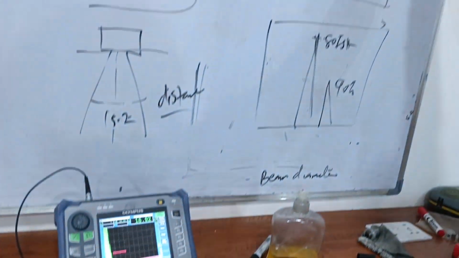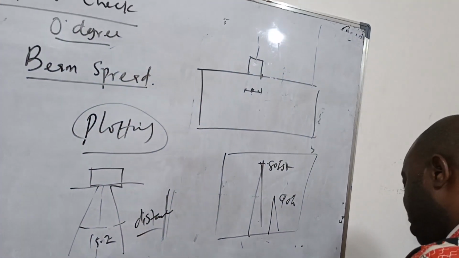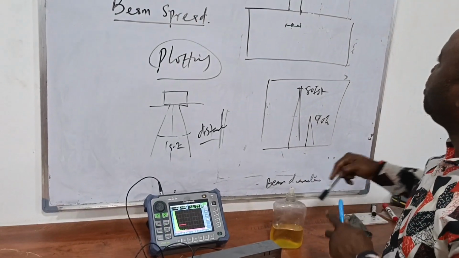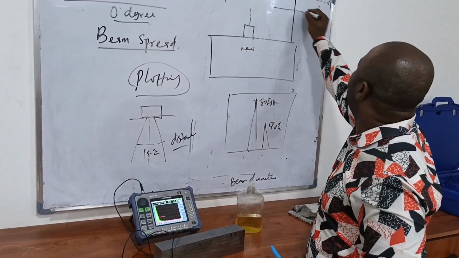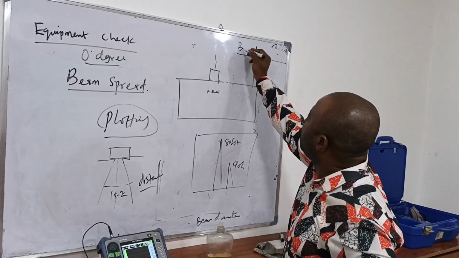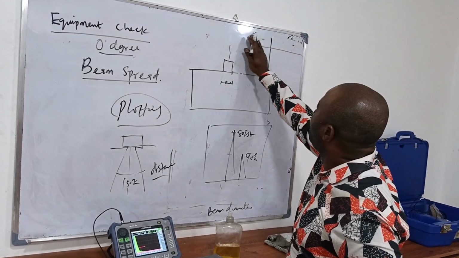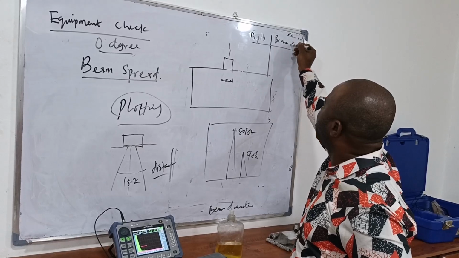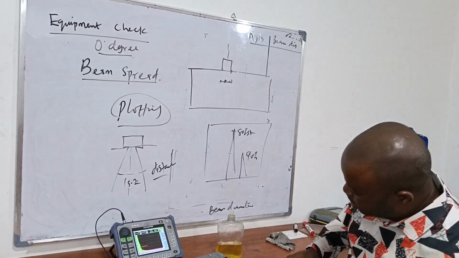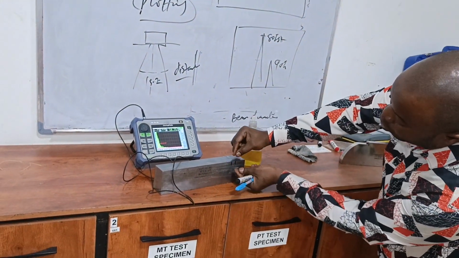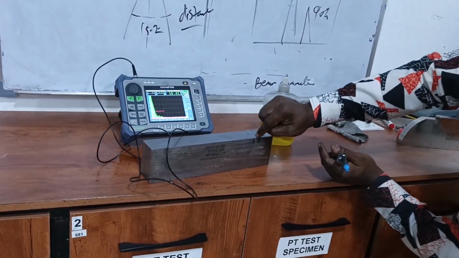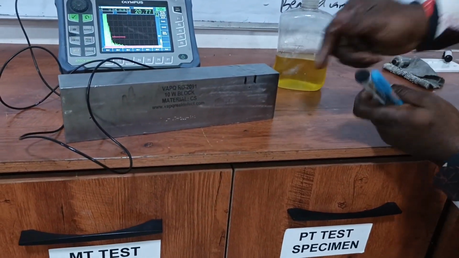So which means we are going to have a beam diameter, or we can say depth, beam diameter. The depth is easy enough. You just get your rule and measure this distance from the top to the center of the hole.